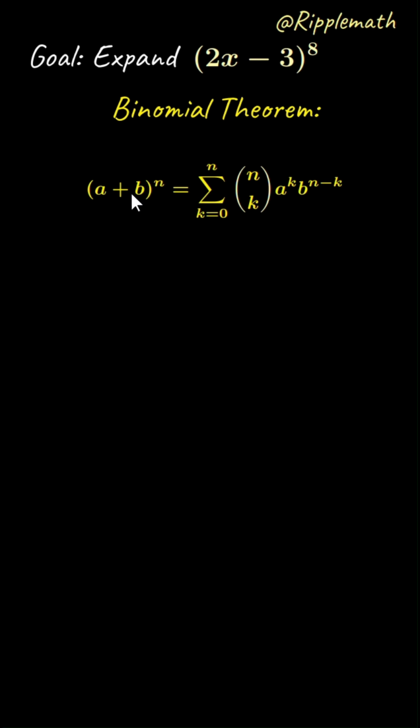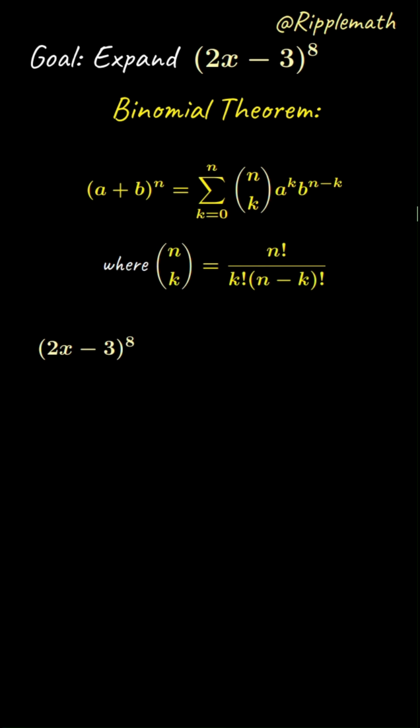And a and b can be interchanged, of course. And n choose k is just n factorial on k factorial, n minus k factorial. So let's go. If you use that formula on this expression, this 2x is going to be the a, and minus 3 is going to be the b.